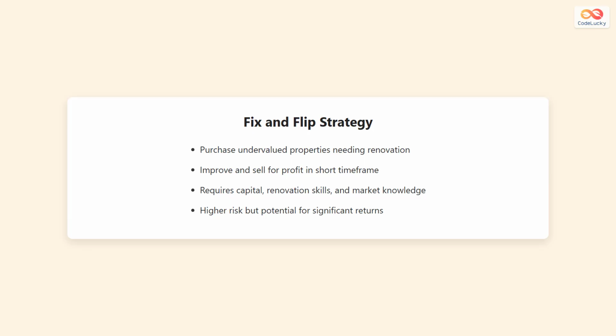The fix and flip strategy involves buying properties that need renovation at a lower price, then improving them quickly and selling them for a profit. It requires capital, knowledge of renovations, and understanding the local market. While it carries higher risk, it can yield significant returns if managed well.